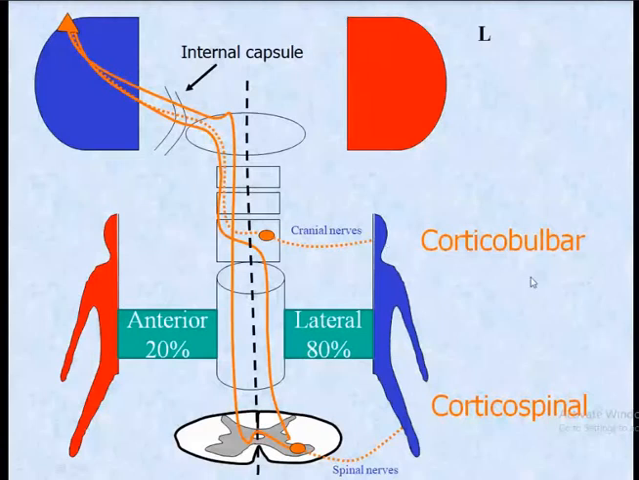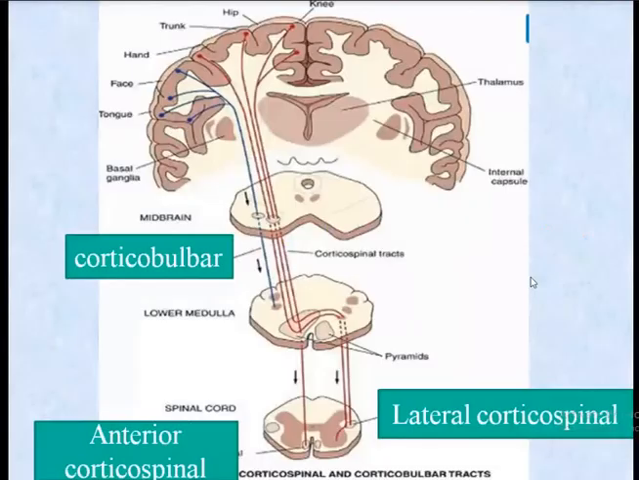Yes, ma'am. We are studying the descending tract, and within the descending tract we are also studying the pyramidal system, which consists of the corticospinal tract. Okay, so corticospinal is further subdivided into lateral corticospinal tract, anterior corticospinal tract, and corticobulbar tract. So I hope you people are clear about these three subdivisions of the corticospinal tract, that is, the descending pyramidal system.